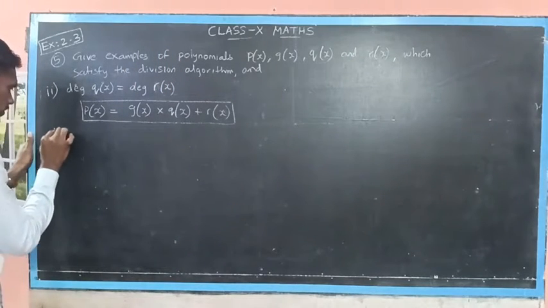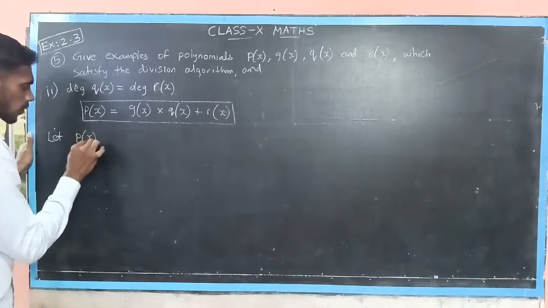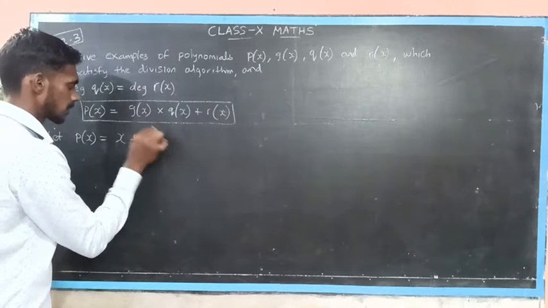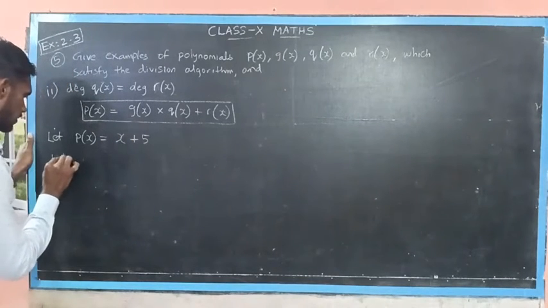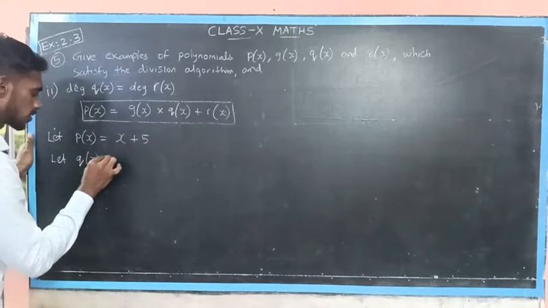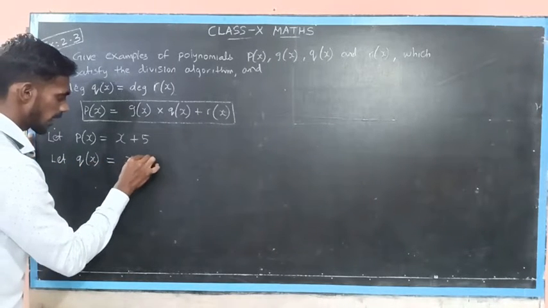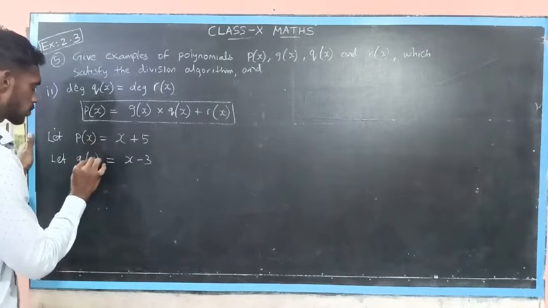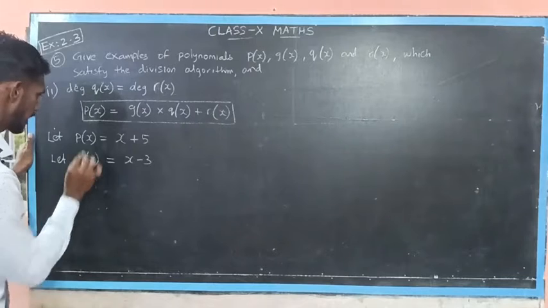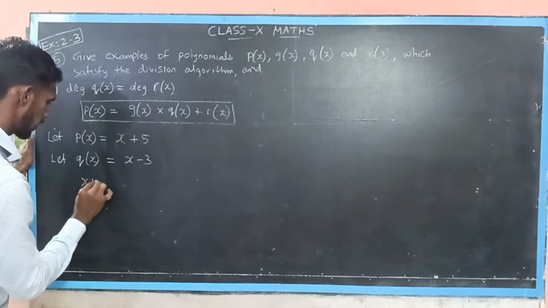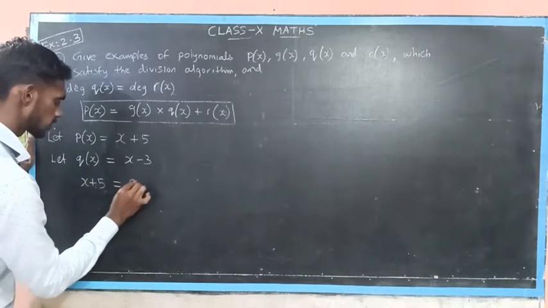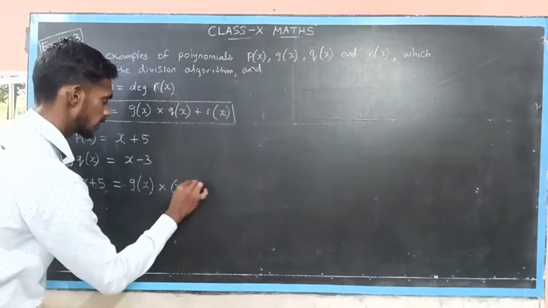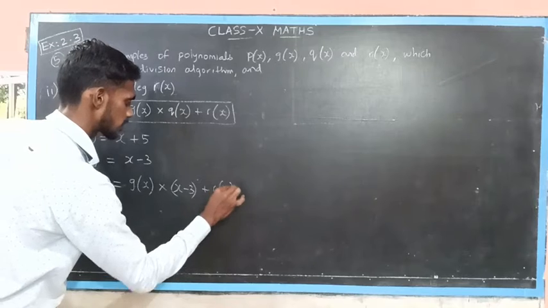So, let us consider a polynomial p of x is equal to some linear polynomial x plus 5. Okay. Let us consider the polynomial q of x is equal to some linear polynomial x minus 3. Okay. So, if we substitute these two values in the condition, it can be rewritten as x plus 5 is equal to some g of x into q of x, whose value is x minus 3, plus some r of x.